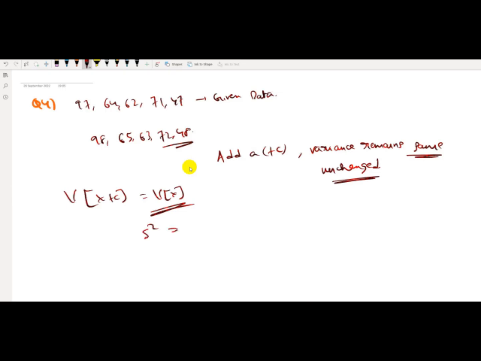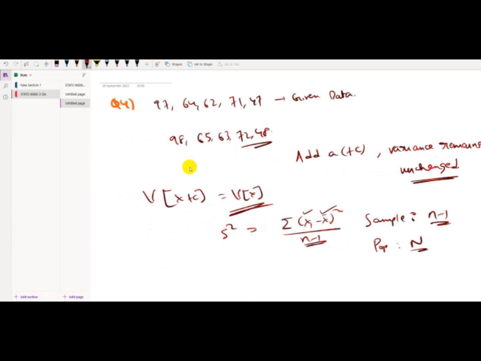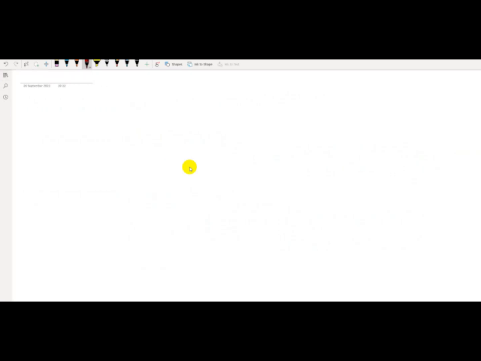Now let's solve for the sample variance. So S square is the summation of xi minus x bar whole square, and please note that it is sample, so it should be n minus 1 in the denominator, whereas for population it is capital N. This question has to be solved in different parts, as there is a mean included and also every observation included. I'll directly tell the approach of solving this.